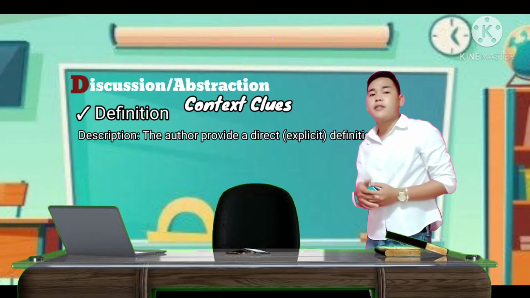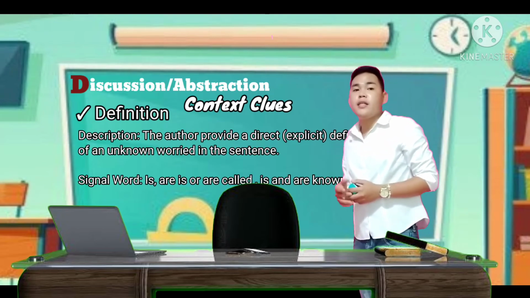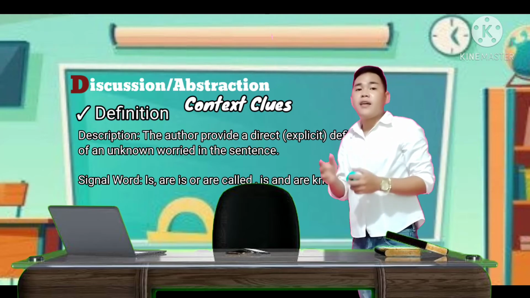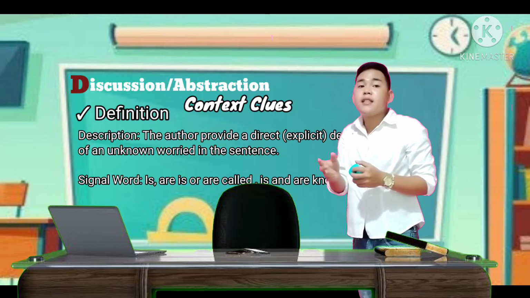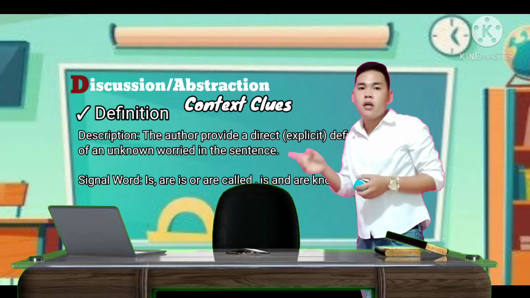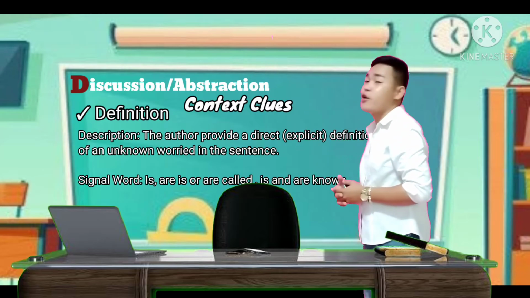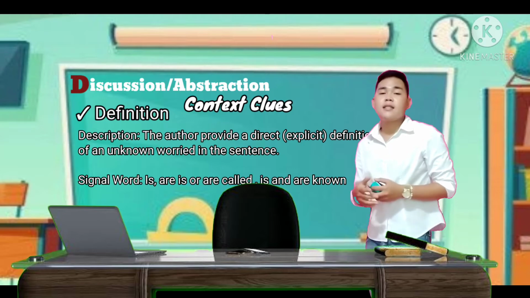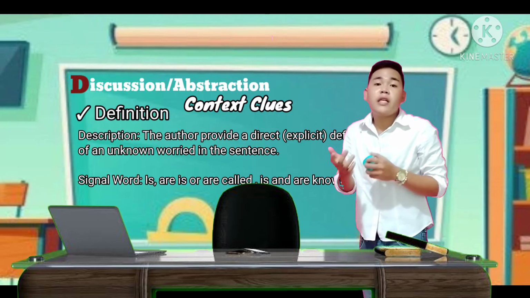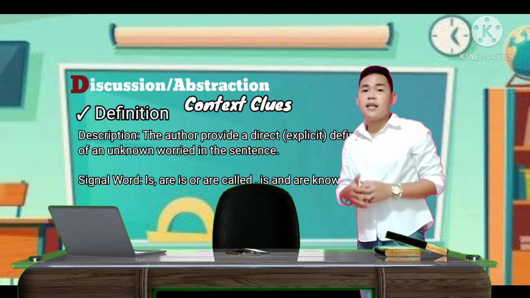The author provides a direct or explicit definition of an unknown word in the sentence. Alright, you can tell if it is a definition by seeing the signal words or the clues. Examples are is, are, is defined as, means, or referring to someone or something.